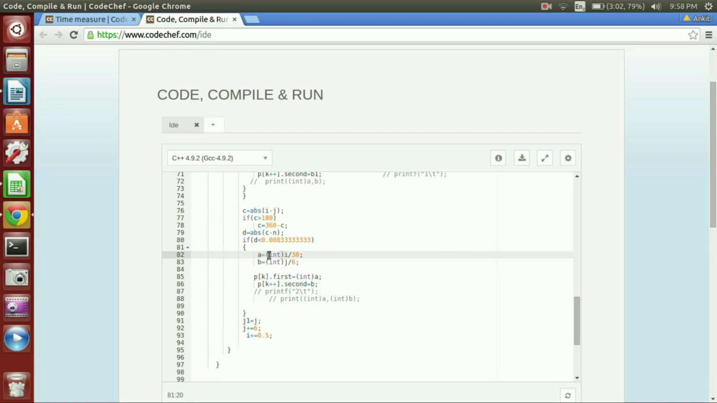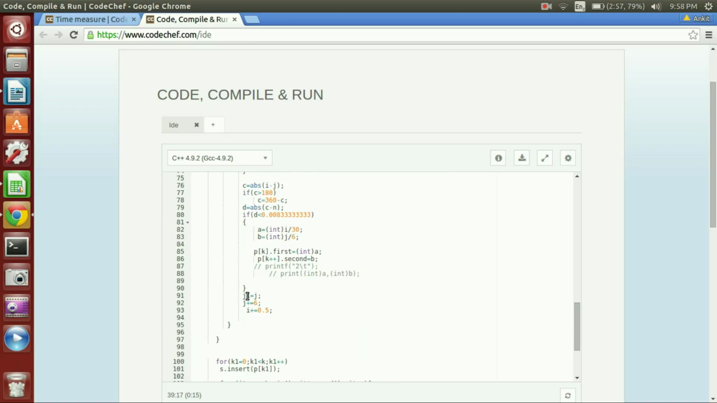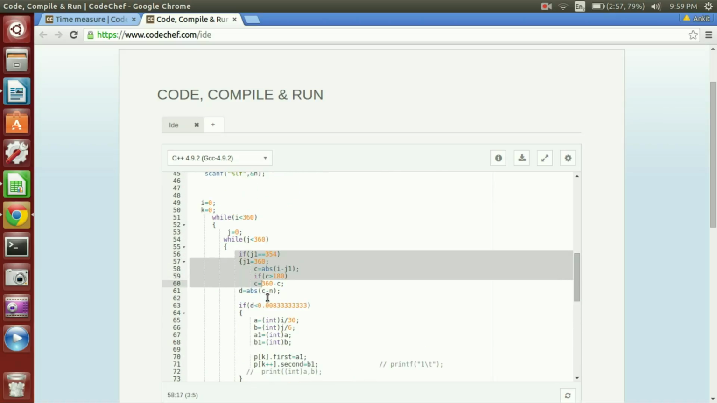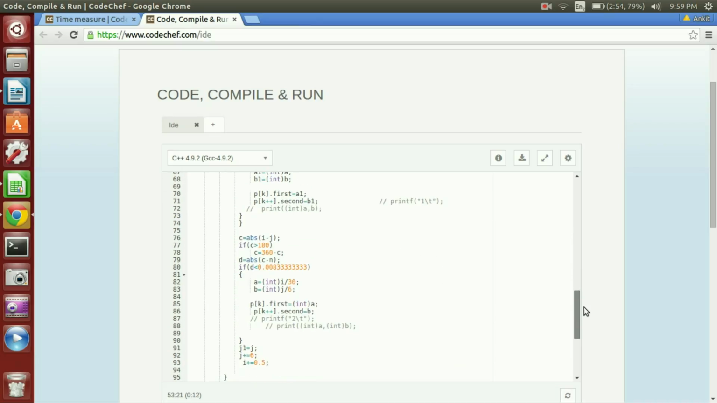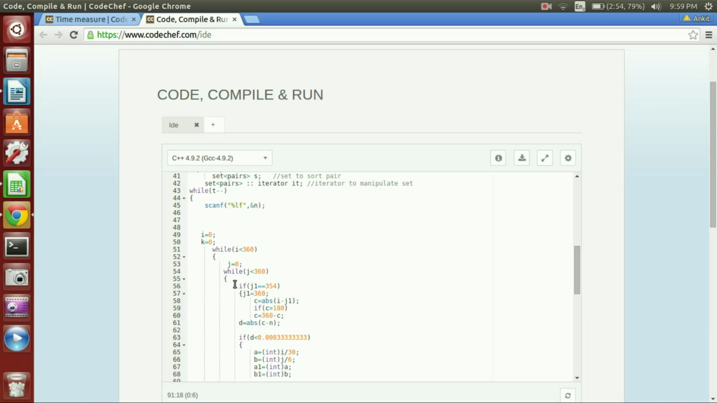So for that we are making it an integer by typecasting, and then we are inserting this into a pair. This one is a pair, we have declared it here, pair P, and then we are making J1 equal to J, that is the minute hand. We are storing the minute hand, and then we are incrementing J by 6 and incrementing I by 0.5. But here is one of the tricky cases. When J1 is 354, right, we have written here J less than 360. So when J is 354, after adding 6 it would be 360 and it won't run. So we need to check this last case.